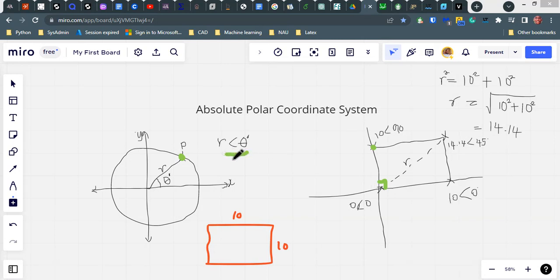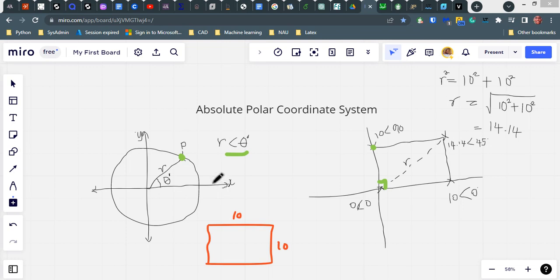This is the format for entry when it comes to the polar coordinate system. We have r less than theta. The r is the distance of the point of interest, for example P, from the origin, and the angle sustained by the line that connects P to the origin with the positive x-axis is what we call theta.